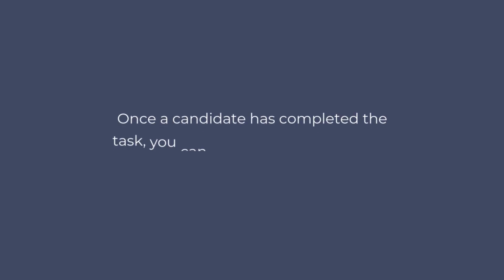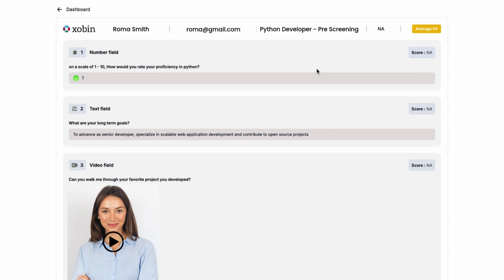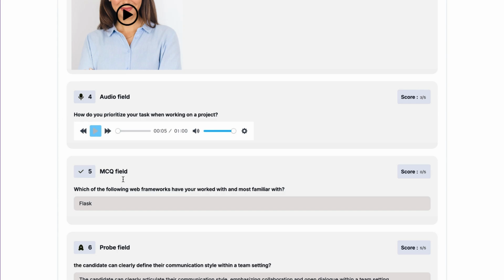Once a candidate has completed the task, you can access the reports with a detailed overview of their responses. At the top of the report, you'll see the candidate's name and email address, giving you a quick reference to identify the individual. Apart from that, you'll find all the field-based responses right from number field to the probe field.